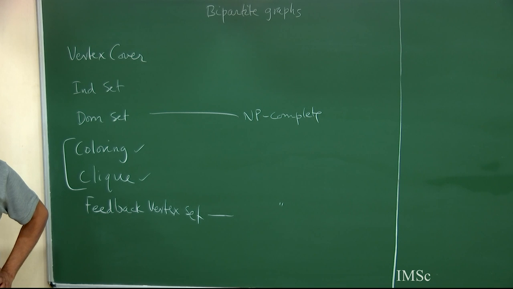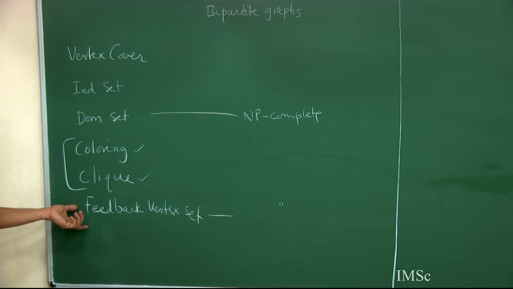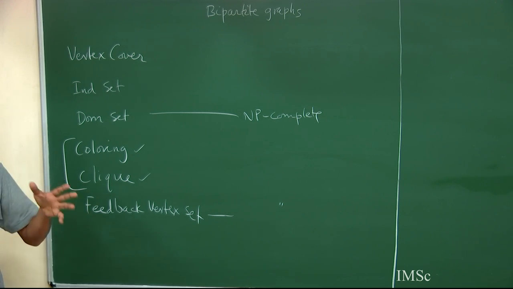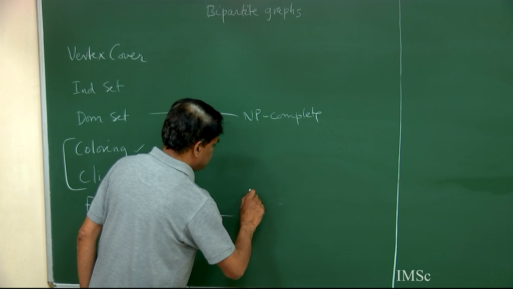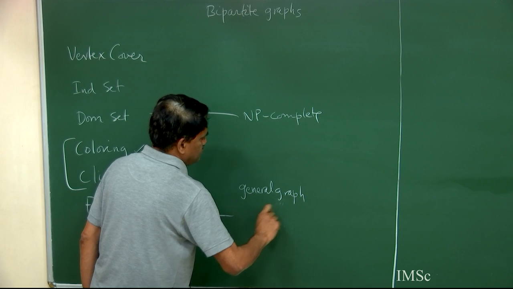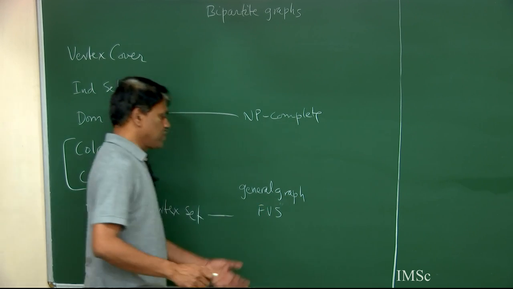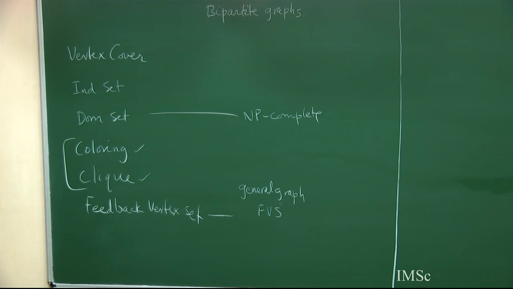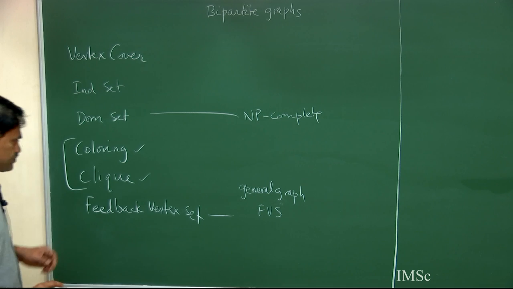So anybody there tried a hardness proof for these problems? So for feedback vertex set, the suggestion is we will reduce it from the NP-hard feedback vertex set in general graphs. How do we reduce it? Basically, this is a general graph FVS problem. So recall, what is the feedback vertex set problem? You want to pick the minimum subset of vertices that cover all cycles, right? Once you delete, the remaining graph should be a forest, an acyclic graph.